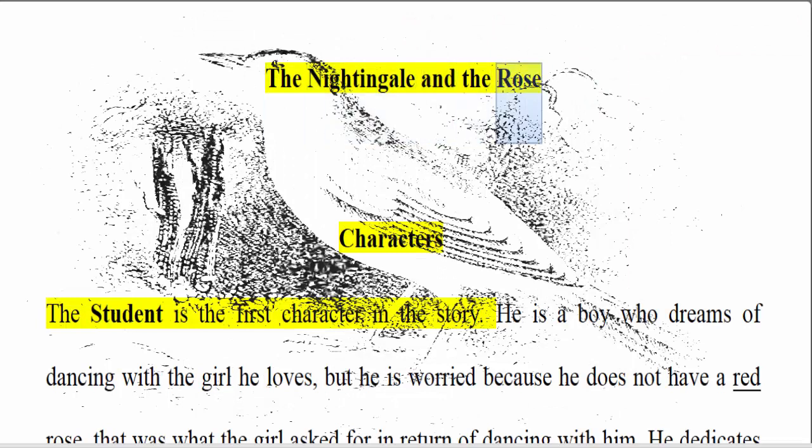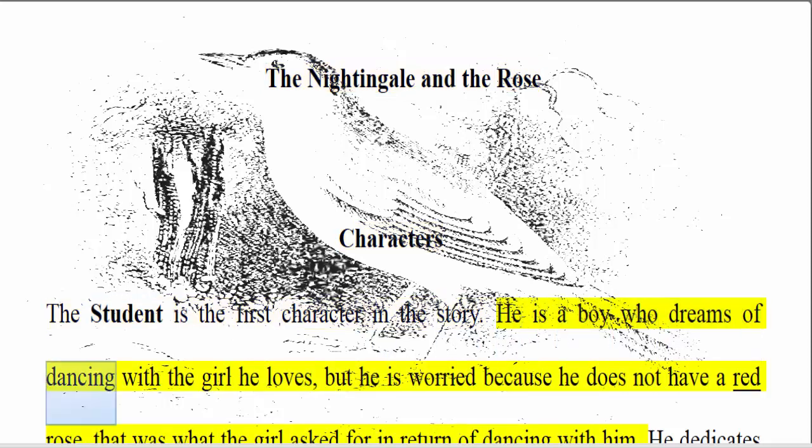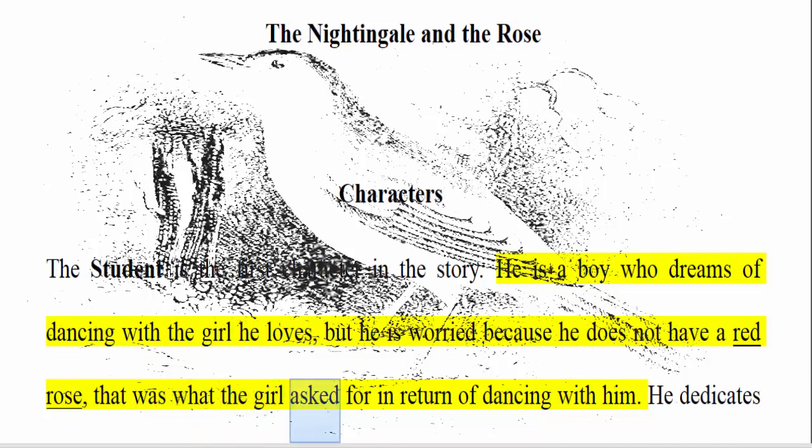The Nightingale and the Rose characters. The student is the first character in the story. He is a boy who dreams of dancing with the girl he loves, but he is worried because he does not have a red rose. That was what the girl asked for in return for dancing with him.